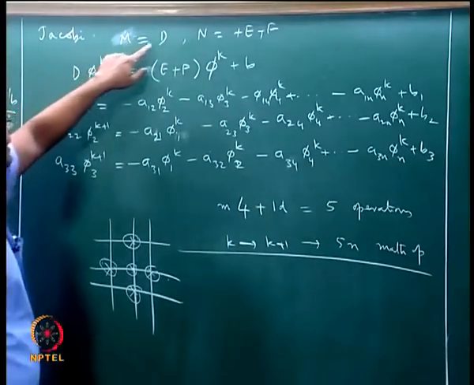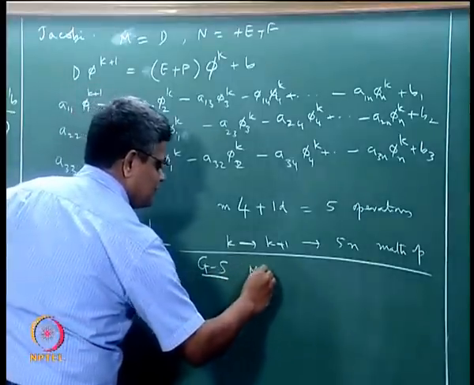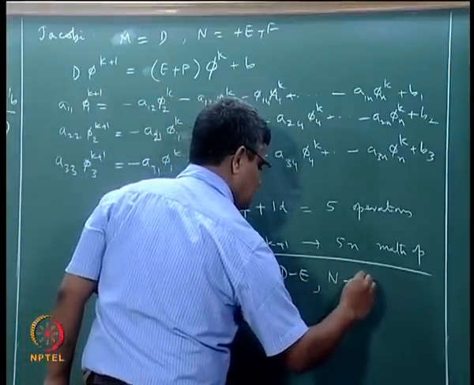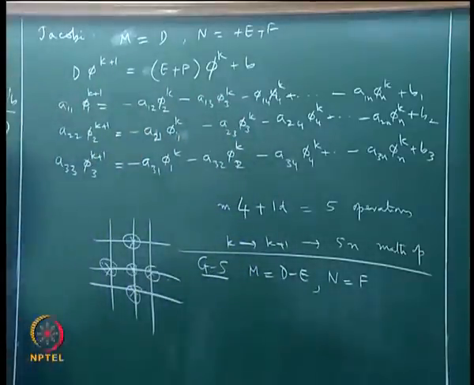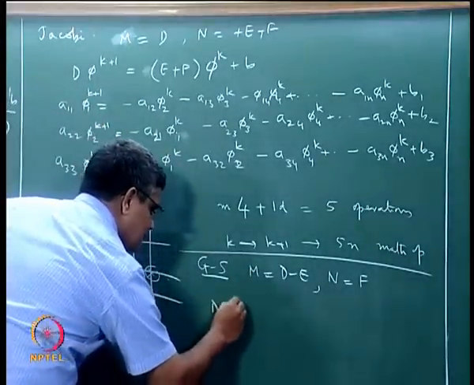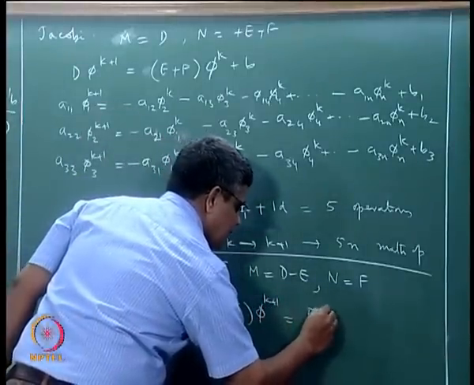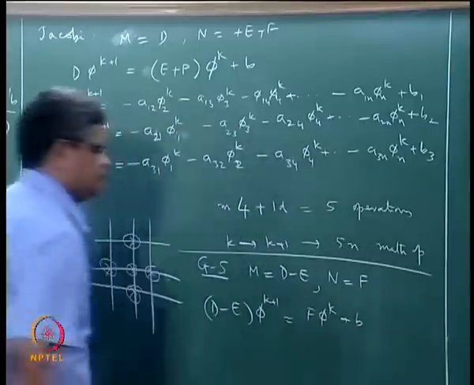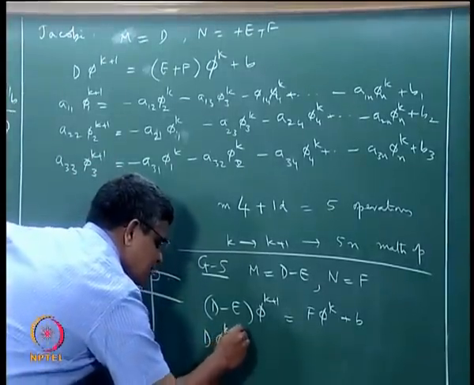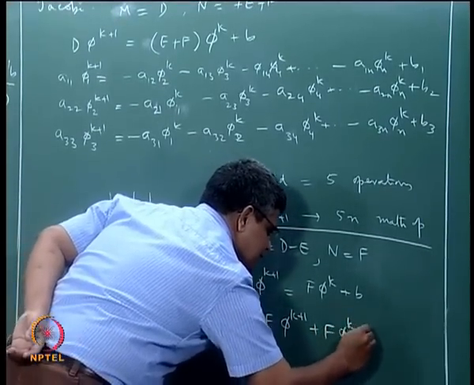The Jacobi method is where M is equal to D and N is equal to E plus F. In the case of the Gauss-Seidel method, M is D minus E and N is F. So that this equation gets written as (D minus E) phi k plus 1 equals F phi k plus b, and we can write the same thing as D phi k plus 1 equals E phi k plus 1 plus F phi k plus b.